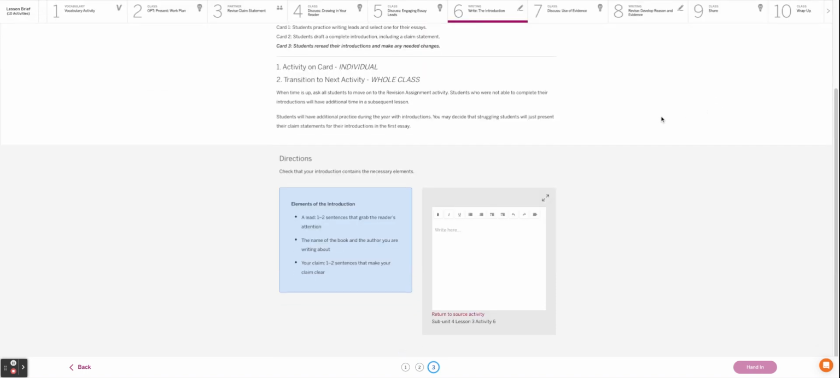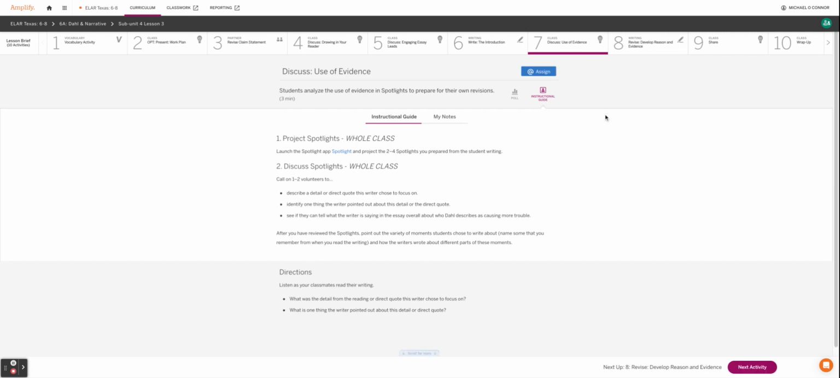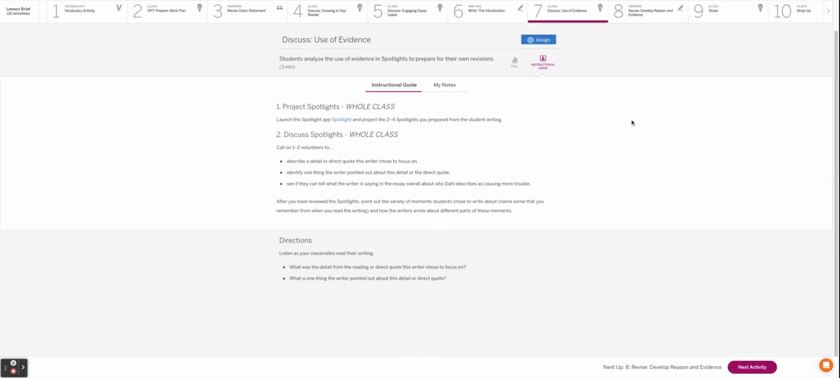On card 3, you want to make sure you have all your elements. Do you have a lead? Do you have the name of the book and the author? And do you have your claim? Make sure you hand that in. We're going to skip 7.